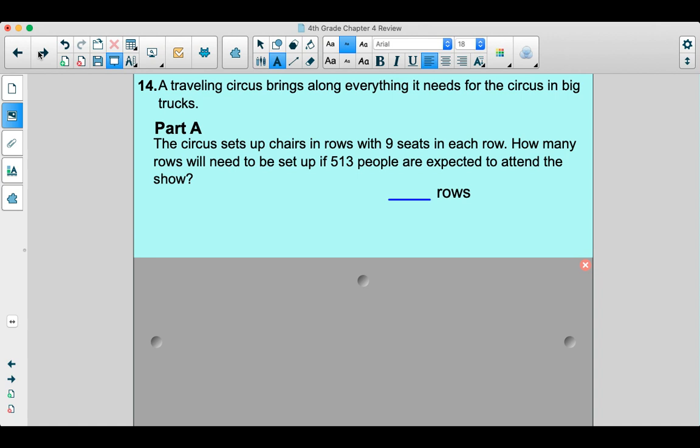All right. Looks like we've got to solve a division problem. What will you do? Okay. 9 seats in each row. We've got to get 513 seats, right? Because the people are all putting butts in chairs. So that's what we're trying to figure out here. 513 divided by, trying to get my division symbol. There it is. 513 divided by 9.